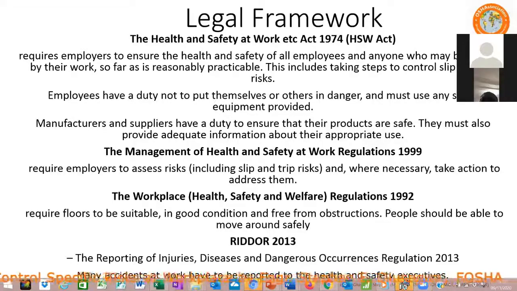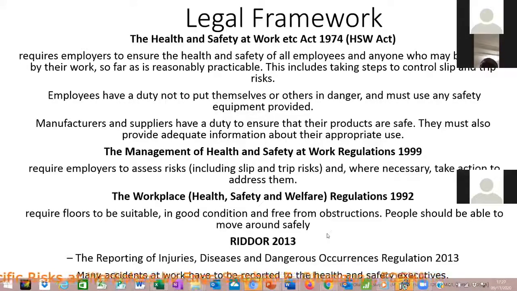And it also requires, for RIDDOR, that is the Reporting of Injuries, Diseases and Dangerous Occurrences Regulations 2013, you have to report certain injuries. It is by law you have to report certain injuries.